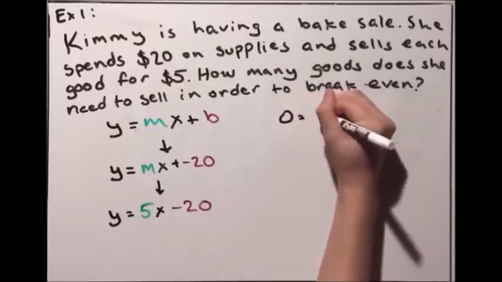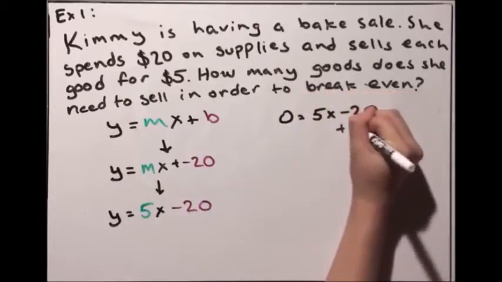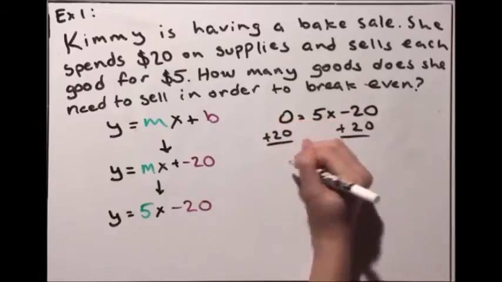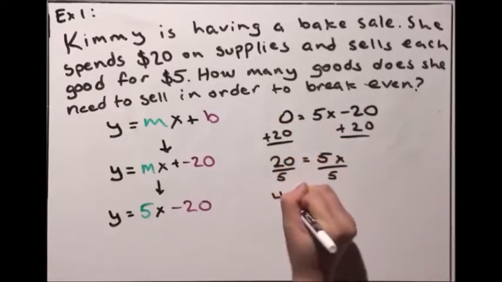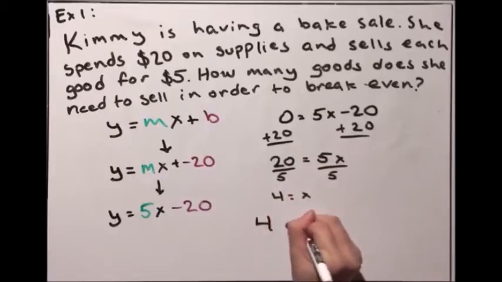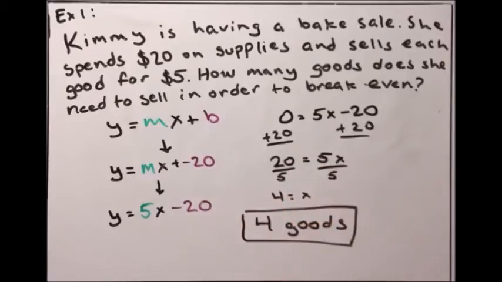When it asks for when she breaks even, it's asking for when the money she made is equal to 0. So replace y for 0 and solve for x. Your answer should be x equals 4, which means it took her 4 goods in all to break even.